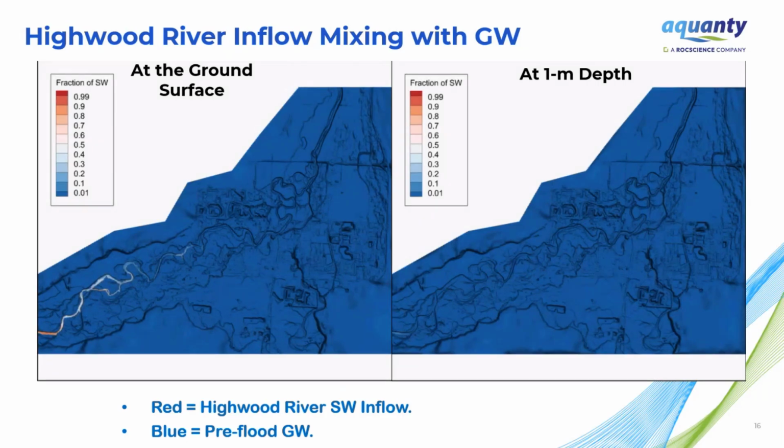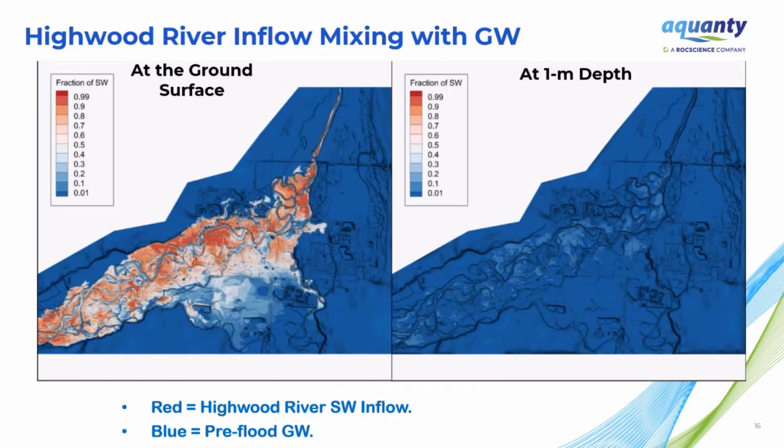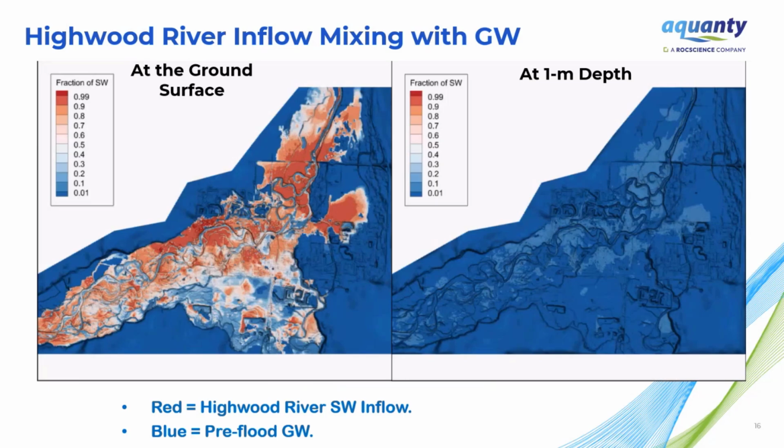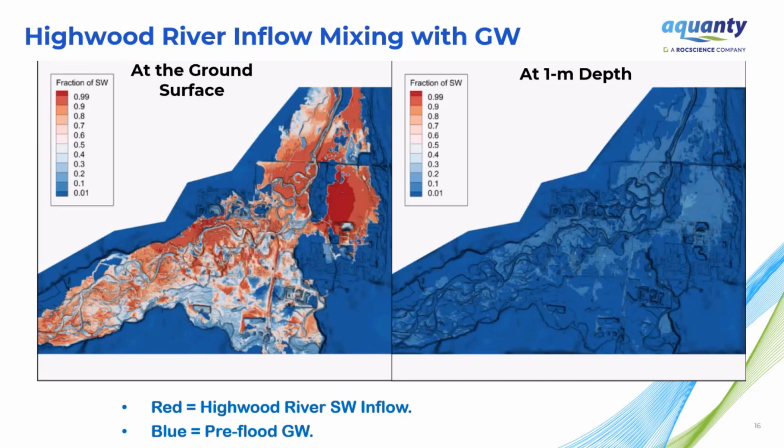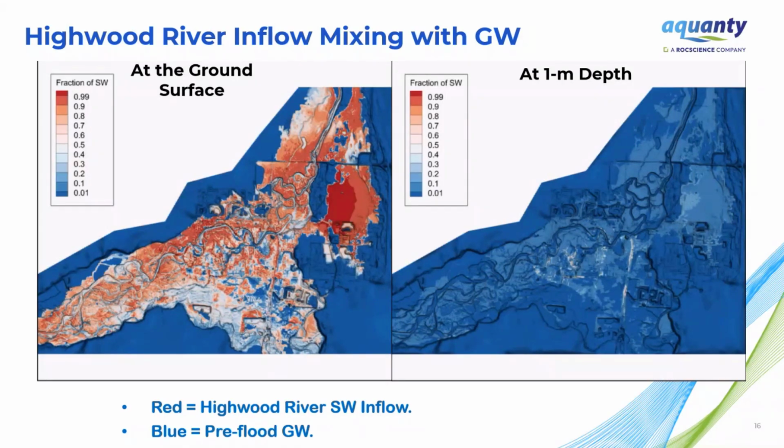Okay, so here we are looking at now the surface water and groundwater fractions. The groundwater is in blue and the surface water fraction is in red. And we're looking at them at two different depths. One is immediately at the ground surface, the one on the left, and the one on the right is at 1 meter depth. So just for orientation, the water table depth prior to passage of the flood wave was approximately 2 meters.